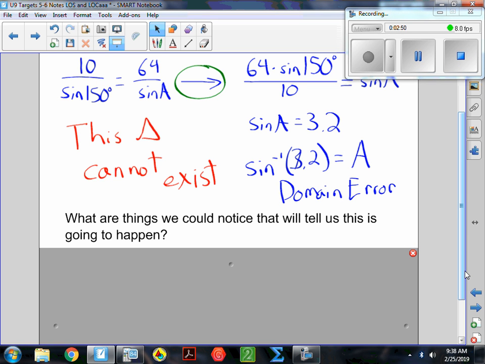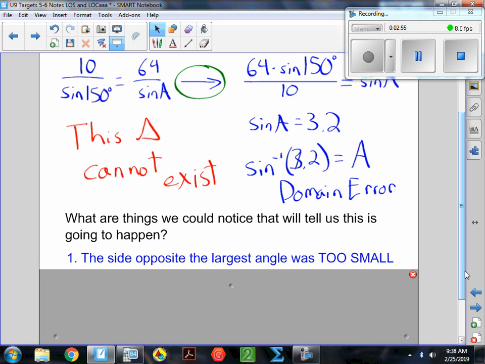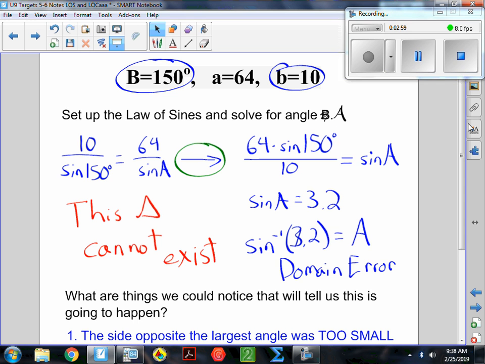What are things we could notice that will tell us this is going to happen? The first one is that the side opposite this largest angle was too small. If I go back up and I look at what's circled, the 150 degrees has to be the largest angle in the triangle because it's obtuse. So there can only be one obtuse angle in the triangle. The side 10 is clearly smaller than the other side 64. And one of the things we know about triangles is that the largest side has to be across from the largest angle. So that's already information that tells me there's something wrong with this information.